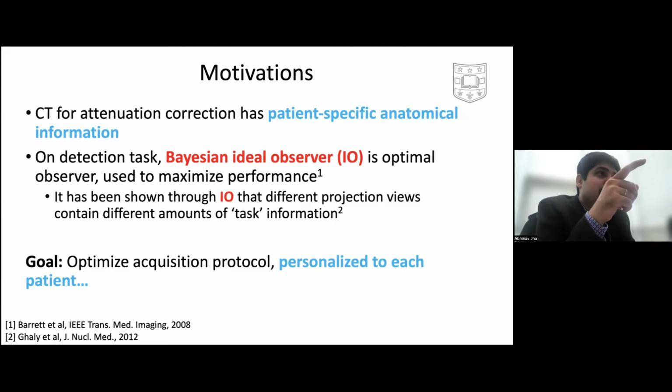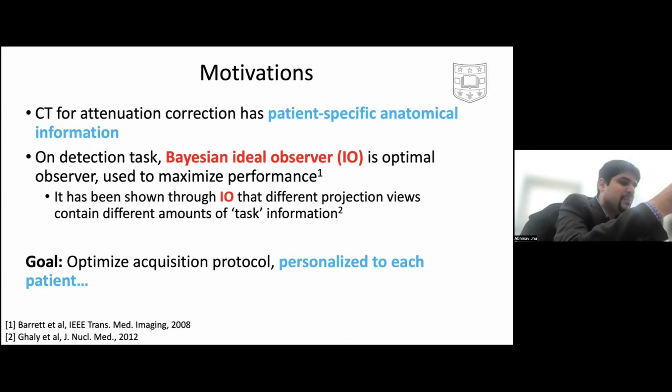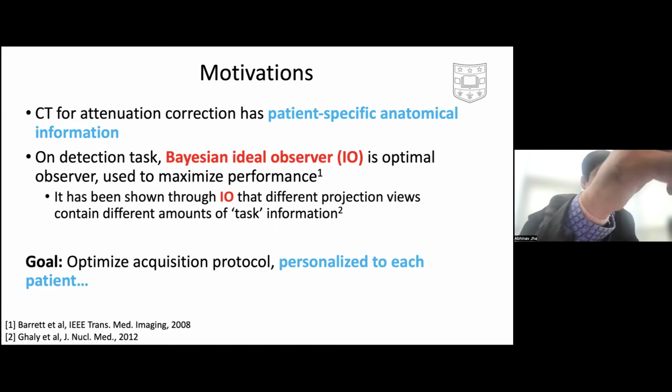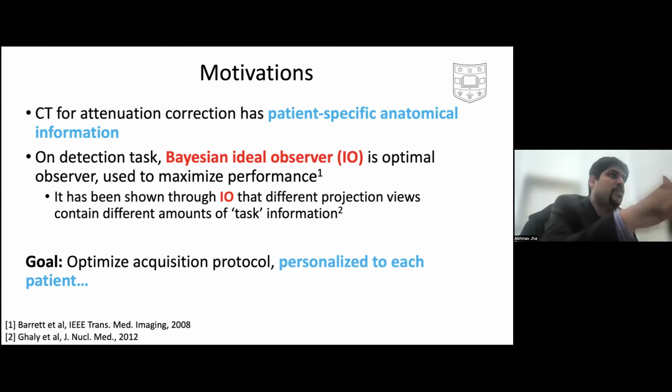The reason you choose that observer is because you want to maximize the information content in the projection data, right? The underlying hypothesis is that by maximizing the information content in the projection data, you would therefore also maximize the information content in the reconstructed image. Reconstructed images are read not by ideal observers, they're read by human observers. Human observers are suboptimal. They are not as good as ideal observers. As a result, it is important to be able to quantitatively assess whether this maximization of information in the projection data translates to meaningful improvement in performance on the reconstructed images.